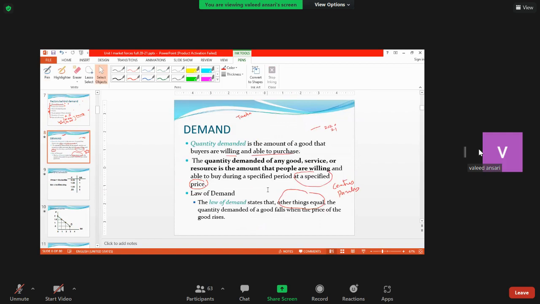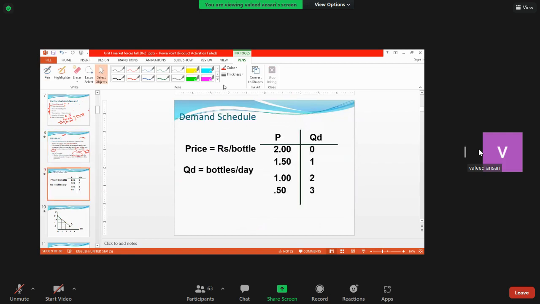And this can be depicted on a graph. Before that, let us understand a table. For example, this is the price of, let us say, a certain cold drink or something, a bottle of anything. The price is 2, 0 is demanded. If price goes down to 1, 1 unit is demanded. If price is 1, 2 units, you see that if price is falling, more of the good is demanded.